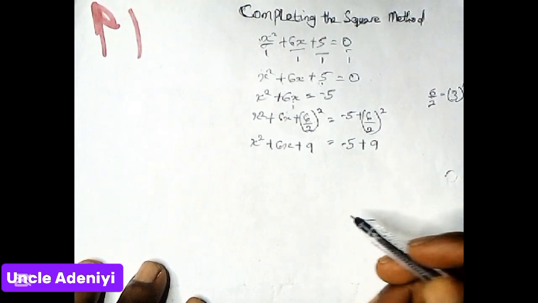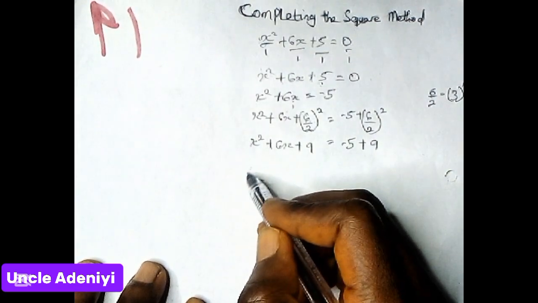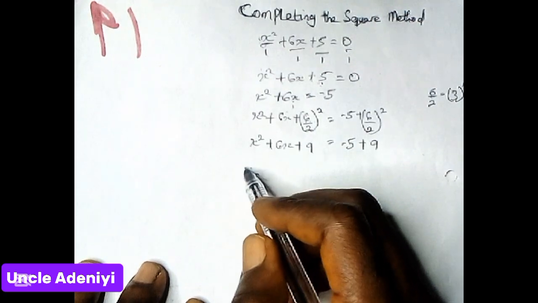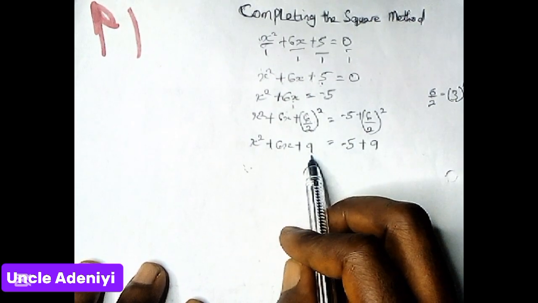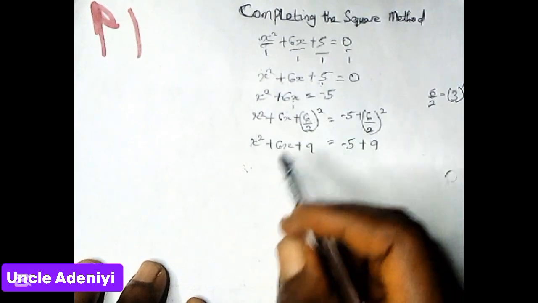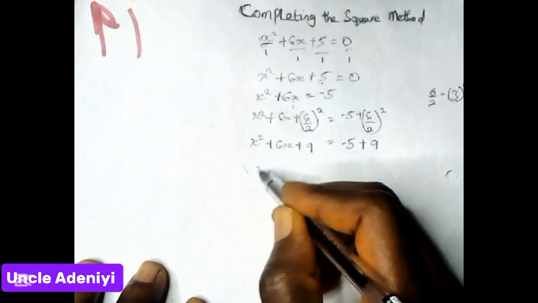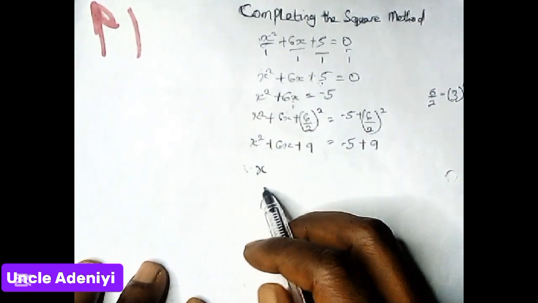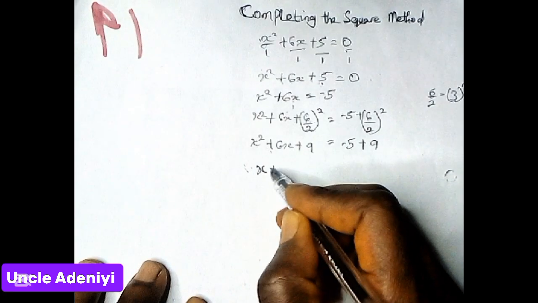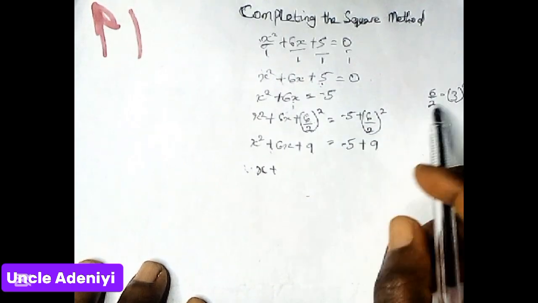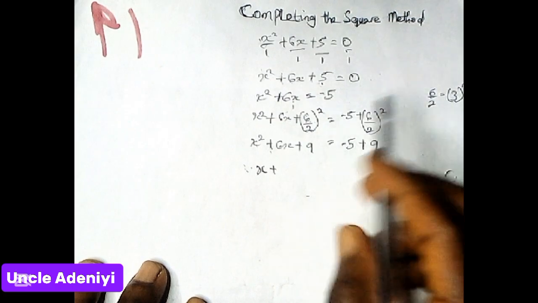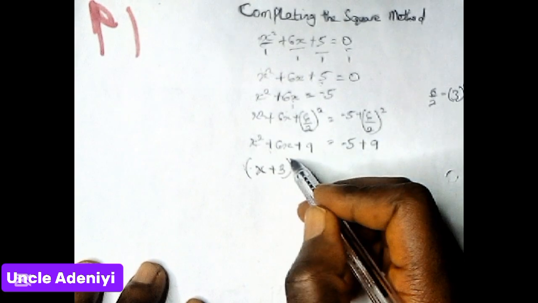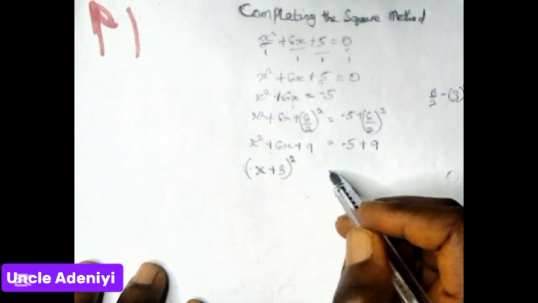Now what you do here is factorize this one. But don't disturb yourself, don't go far. Just write your x, carry one x here. Put this plus sign here, and the 3, which is half the coefficient, put it here. Close bracket and open bracket, then square it.